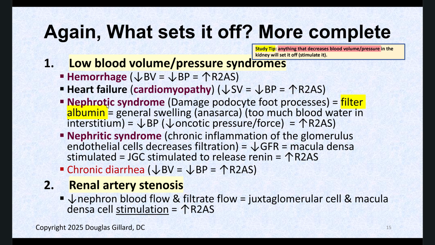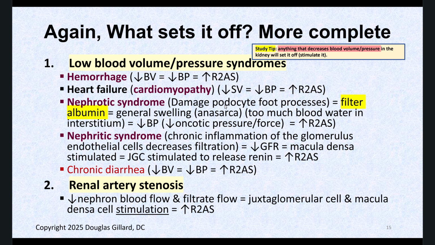The nephrotic syndrome, remember that? And the nephritic syndrome. The nephrotic syndrome in particular, remember that's a condition where the podocyte foot processes are damaged. Remember, podocytes are very negatively charged. Albumin is very negatively charged. And the podocytes keep albumin from getting in the filtrate. Right? Albumin is not filtered. But in nephrotic syndrome, these podocytes are damaged, and albumin can get in.